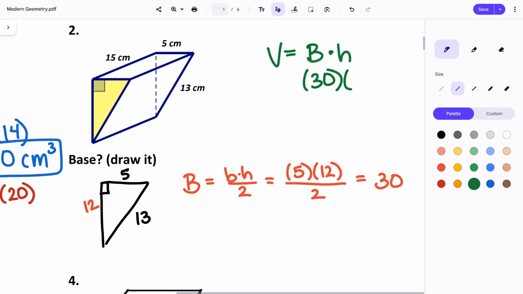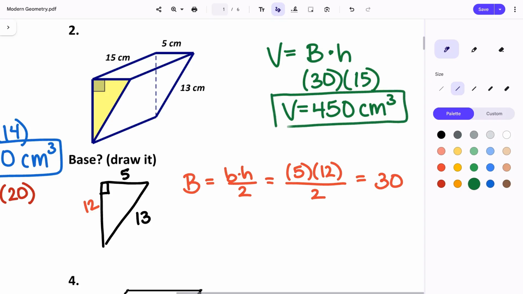Don't use this as your height. That's not the height of the prism. That's the height of the triangle. So we got to use that 15. What's 30 times 15? 450. And still label would be? Good. Centimeters cubed. Very good.